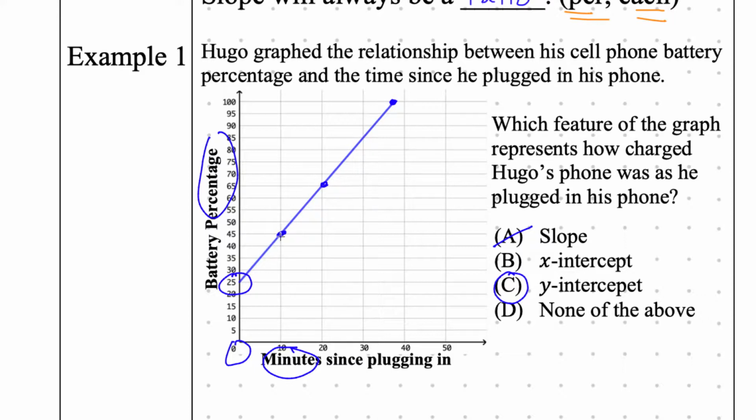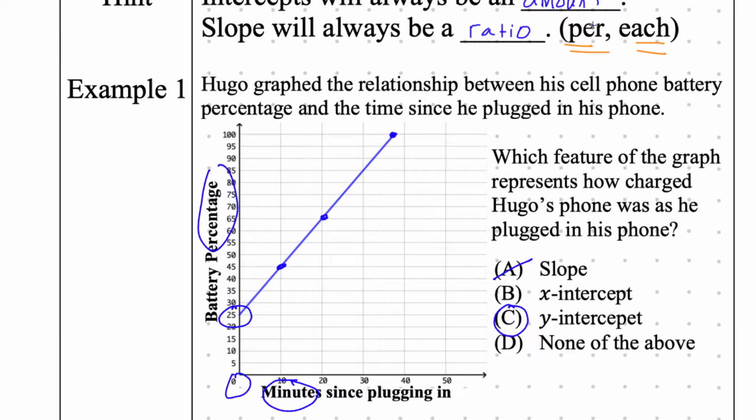So there's no x-intercept. The slope is the speed at which your phone is charging. So if this question changed to which feature on the graph represents how fast his phone is charging per minute or something like that, and you see the word per or each minute, then I should be thinking slope. So that's how to think about that. Let me erase a bunch of these circles and lines. The correct answer is indeed the y-intercept.